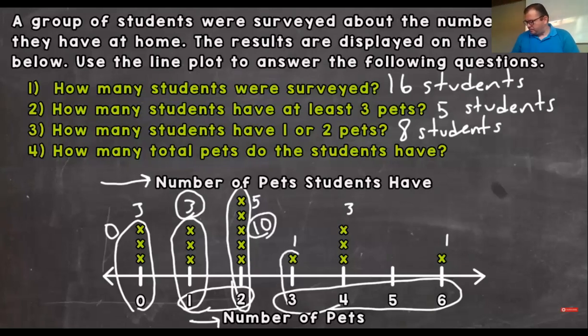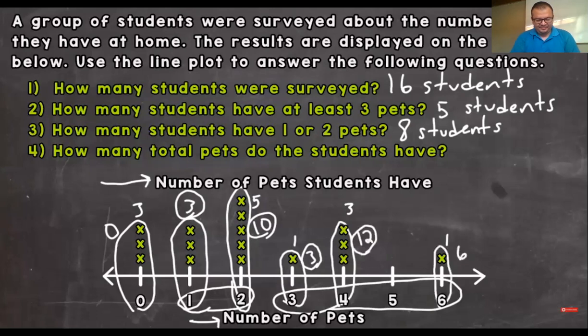Then for 3 pets, we have 1 student with 3 pets, so the value of that X in terms of pets is 3. 4 pets, well, 3 students have 4 pets, so that's a total of 12. And then lastly, we have 1 student with 6 pets, so that holds a value of 6.